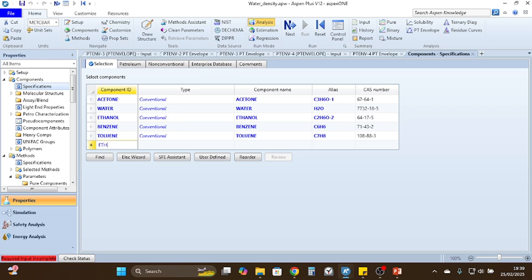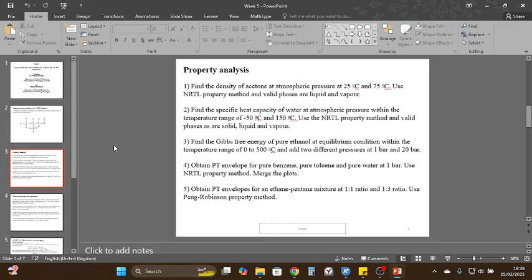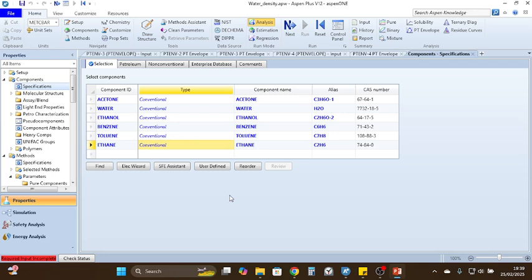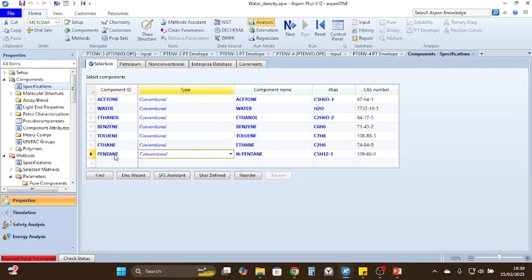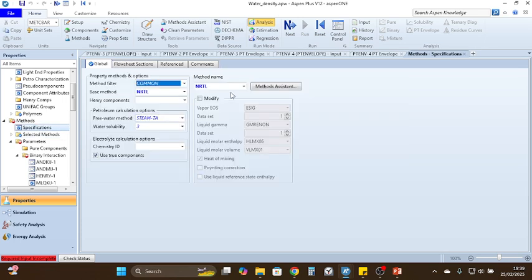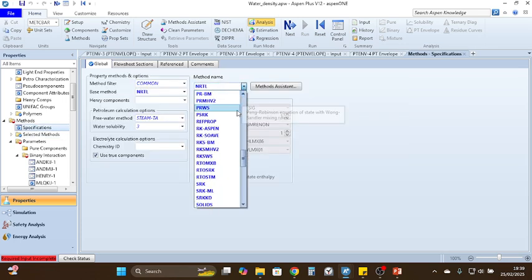Next, what you have to do is add ethane and pentane. You have to change this property method from NRTL to Peng-Robinson.